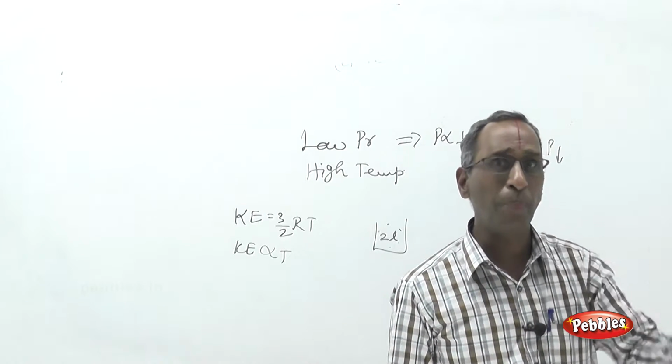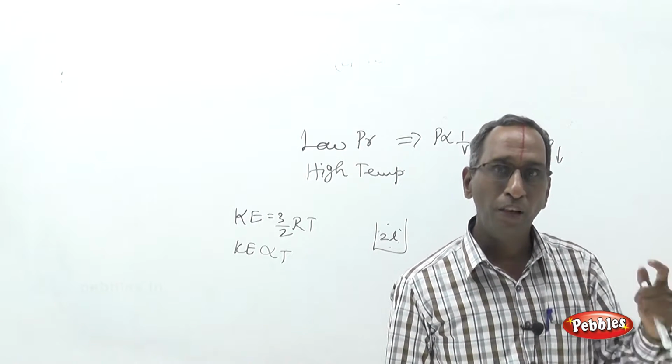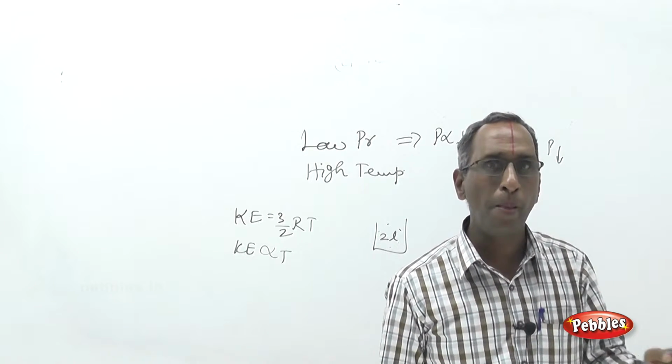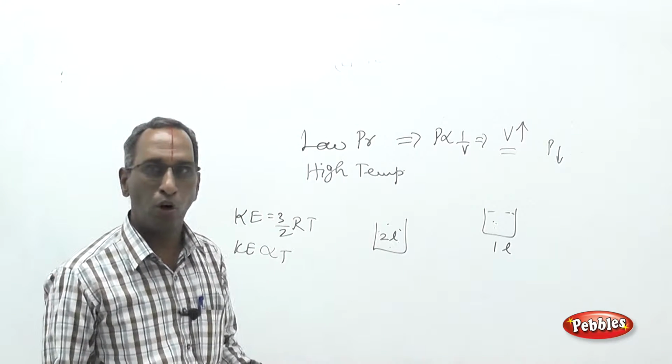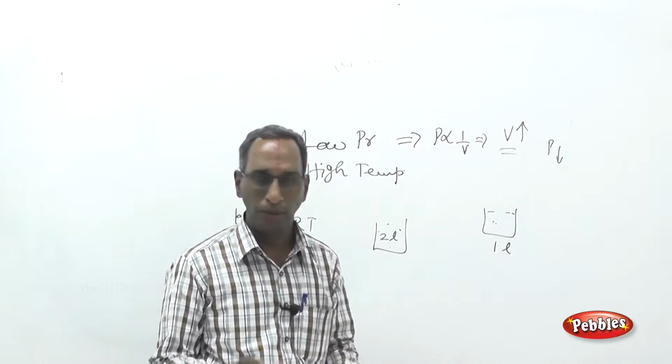So if the freedom is maximum, it is said to be ideal. The maximum liberty or freedom is possible for gas molecules only under these two conditions: low temperature and high pressure. These are to be noted.